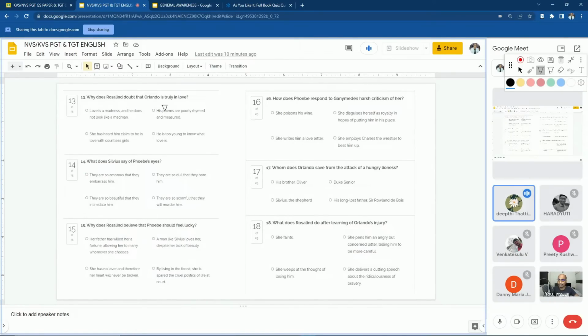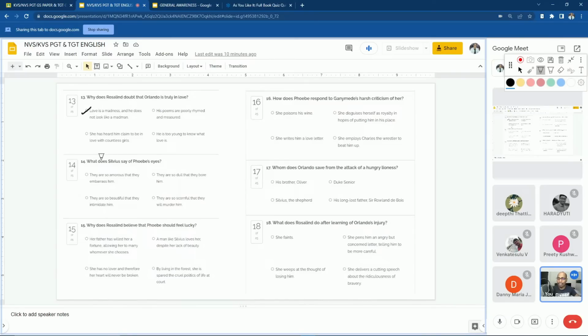Why does Rosalind doubt that Orlando is truly in love? Which one is the answer, Deepti ma'am? The answer is love is madness, and Orlando does not look like a madman. Love is a kind of disease, one of the greatest and most powerful. When people fall in love, they behave like mad persons. But Orlando doesn't show any symptoms of that kind of madness, so she doubts it.